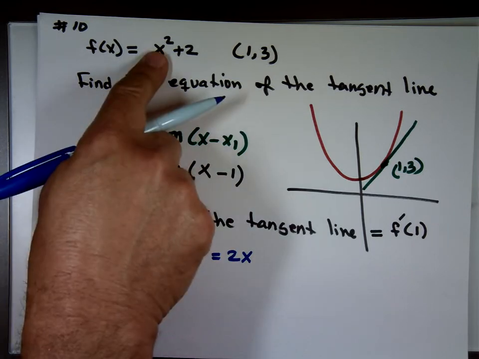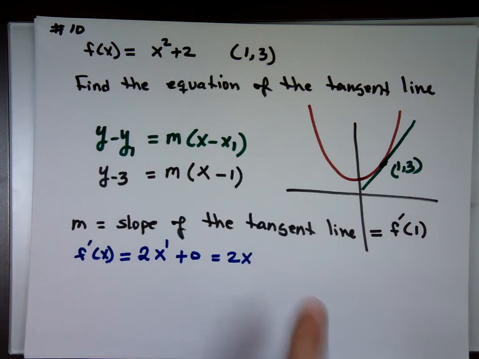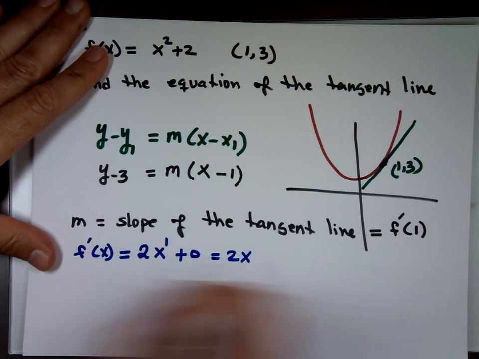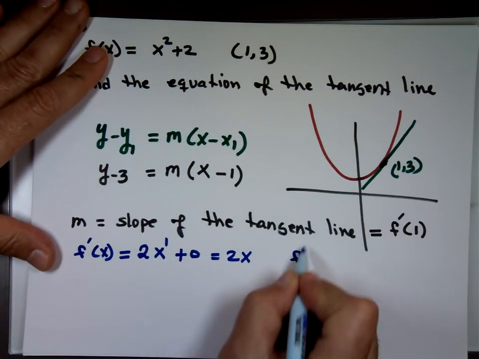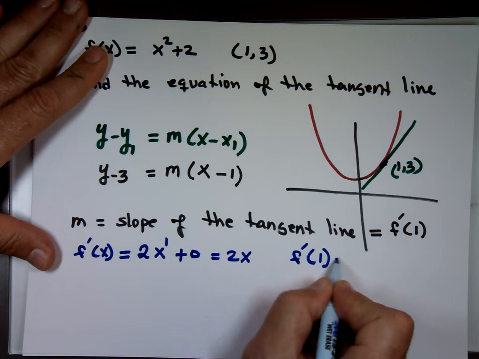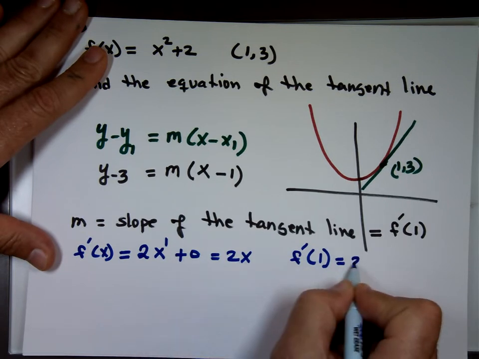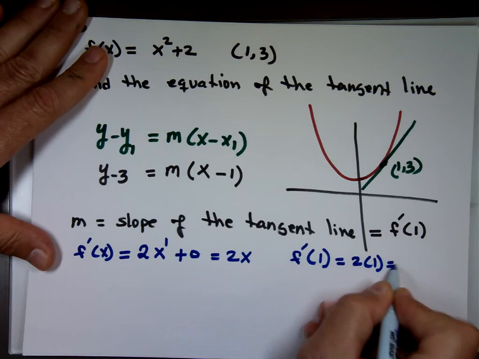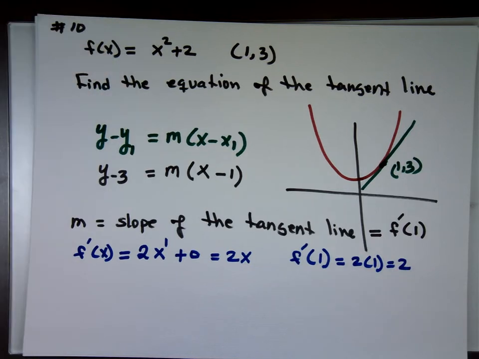Now, we want to find the derivative at 1. So this as a function of x. So what is f prime at 1? You let x be 1 here. 2 times 1, which is 2. So that's my slope. That's what m is.